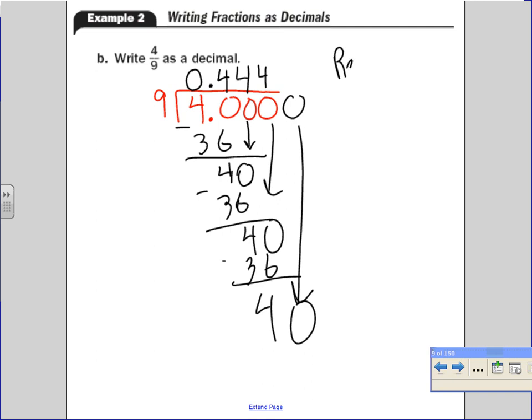Okay. So our answer here, I'm just going to put a bar over all of them, but you could also write your answer as 0.4 with a hat above the 4. Okay? It repeats. It goes on forever. We could stand here for a half an hour and keep doing this. It's never going to change.